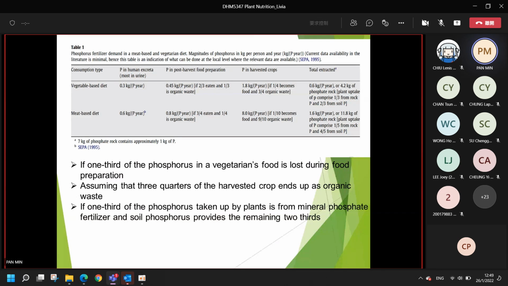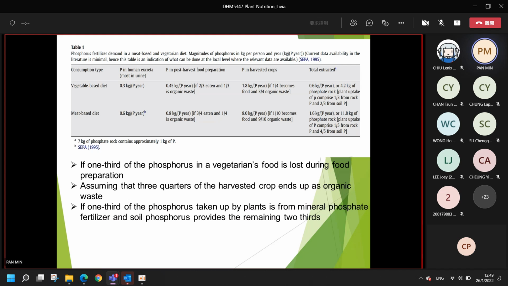And the average per capita annual harvest for a vegetarian could contain 1.8 kilograms of phosphorus. And 1/3 of phosphorus taken up by the plants is from mineral phosphorus fertilizer, and the soil phosphorus provides the remaining 2/3. That's 0.6 kilograms of mineral phosphorus fertilizer required annually for a vegetarian. So here you can see that it takes 42 kilograms of rock phosphorus to produce 0.6 kilograms of phosphorus.